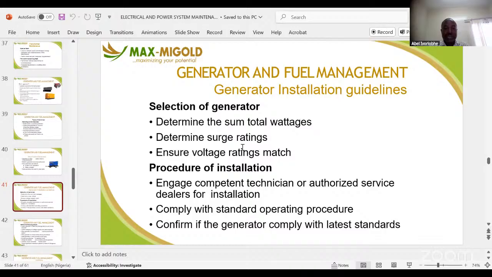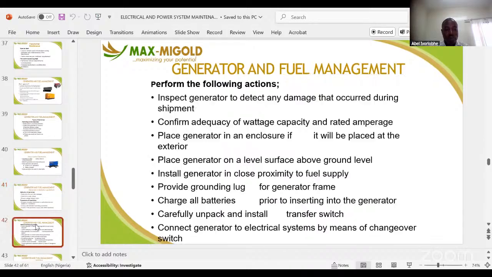So that's that for generator, the size of generator, how to determine it. So fuel management. We are going to fuel management now. I want you to go for a 10 minute break. I will come back while we round up with the ATS system.